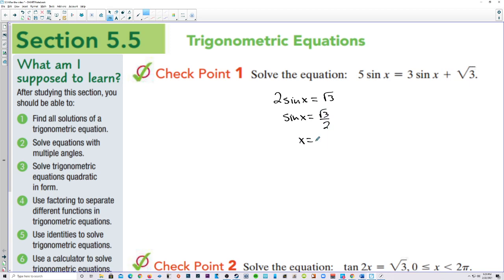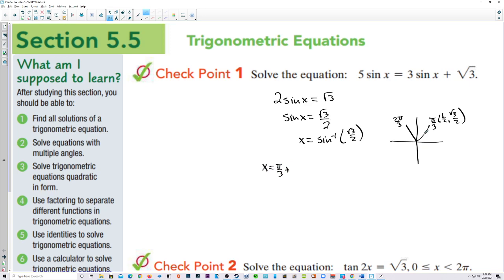And then we're going to take the inverse sine of both sides. So inverse sine of square root of 3 over 2. Now we're asked what angle has a sine that is square root of 3 over 2? And that is at pi over 3, because this is the point 1/2, square root of 3 over 2. There's another one at 2 pi over 3. But we're not given any kind of range, so we want to solve this for all values.